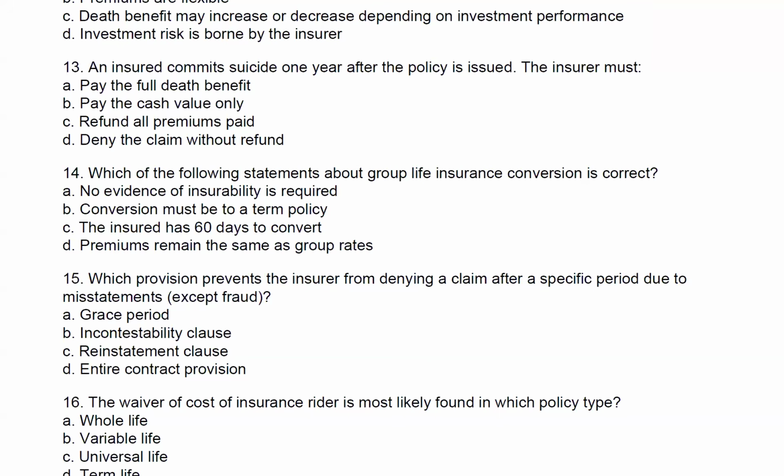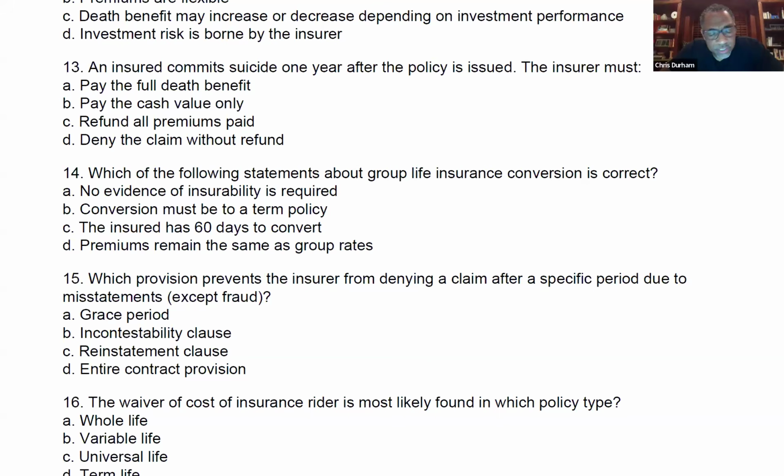An insured commits suicide 1 year after the policy is issued. The insurer must A, pay the full death benefit, B, pay the cash value only, C, refund all premiums paid, or D, deny the claim without refund. C. There you go. C. Why is it C? I remember saying this in class and she explained it.